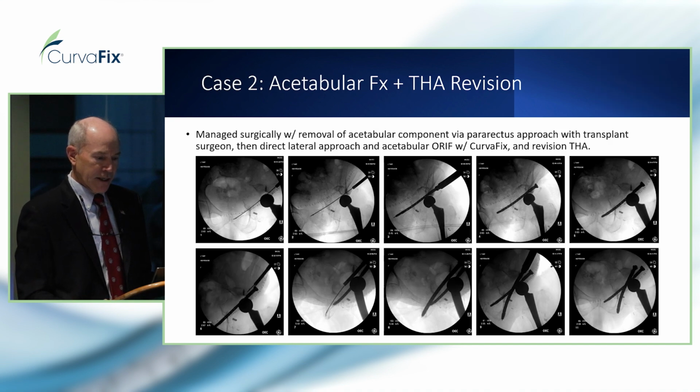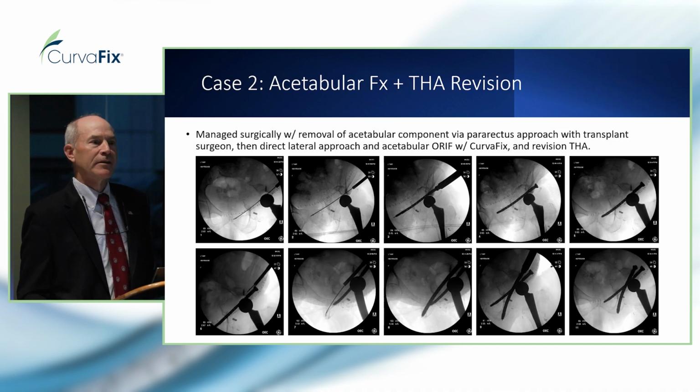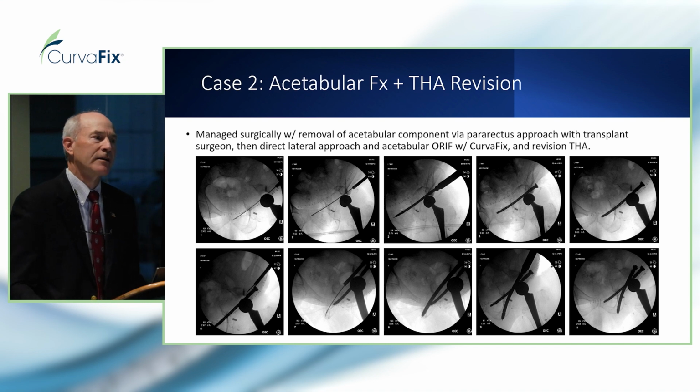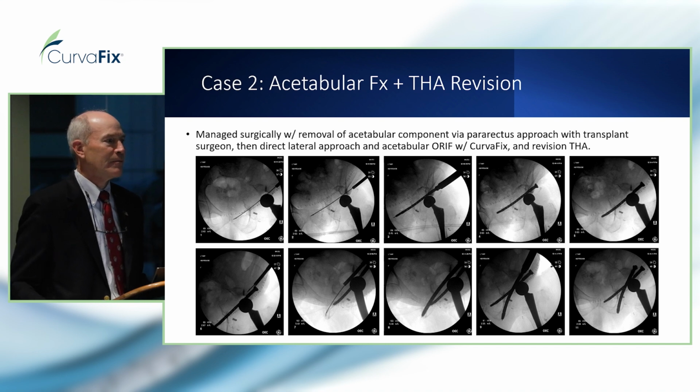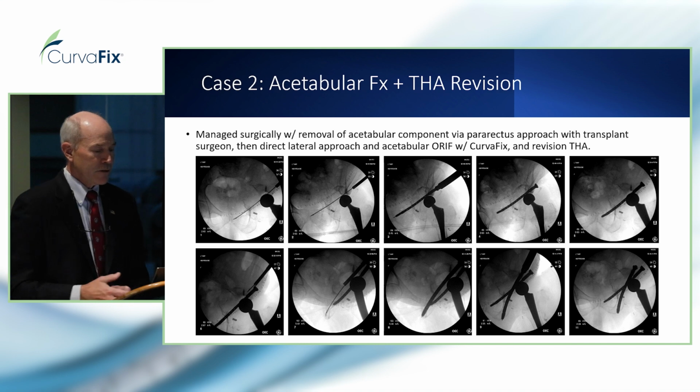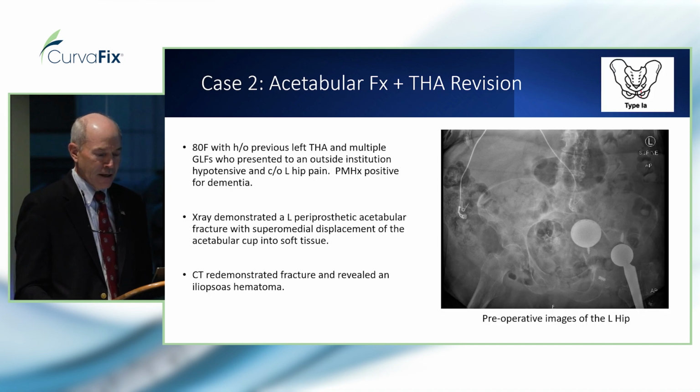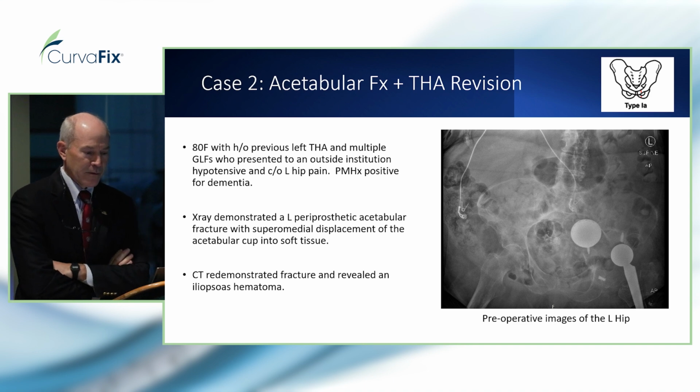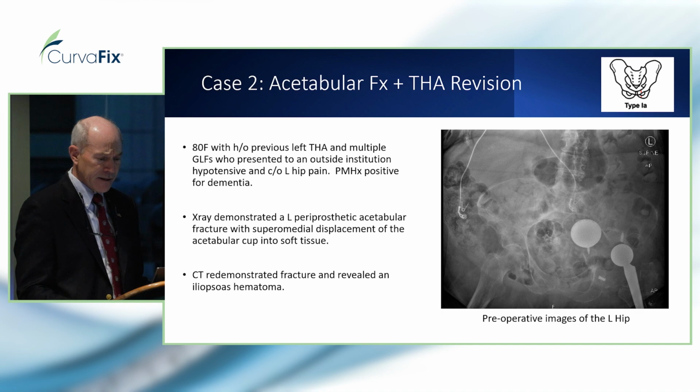We actually got the transplant surgeons to help us, and that's what we found at our institution. The transplant surgeons are much more comfortable operating in the retroperitoneum than the general surgeons. So she had a perirectus approach, and we were able to retrieve that displaced acetabular component. It was up underneath the vessels, and so he got that out for us.